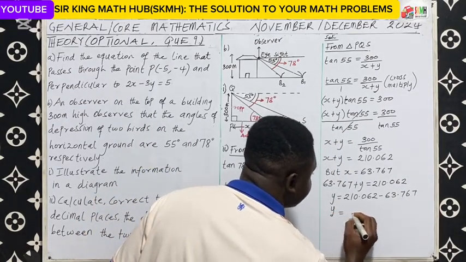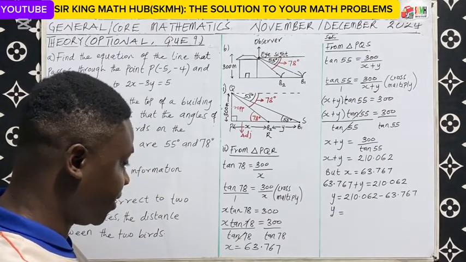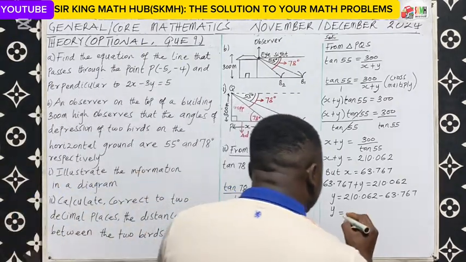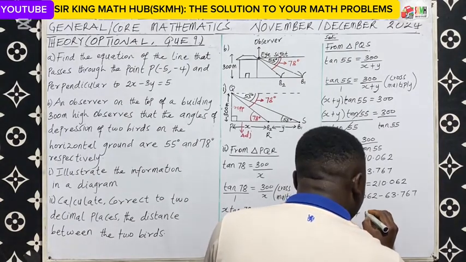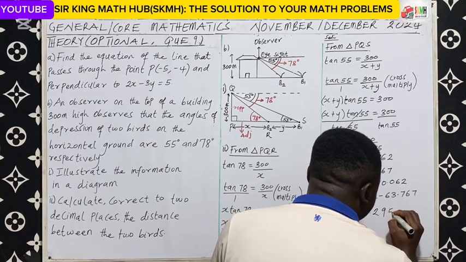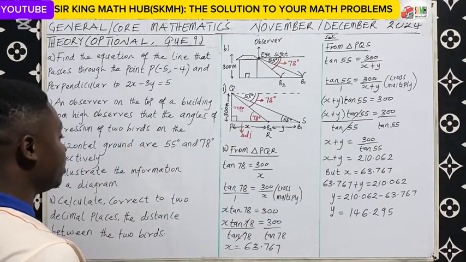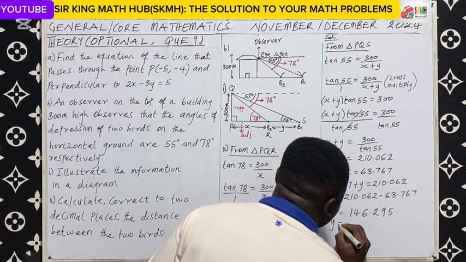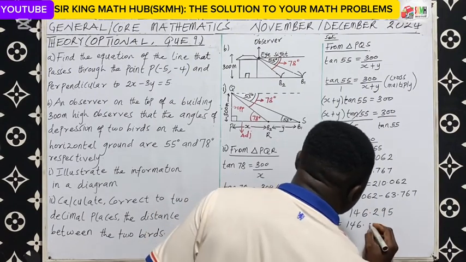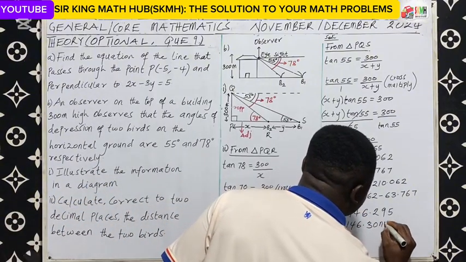So what is y? 210.062 minus 63.767 is 146.295. But don't forget that we have to correct our answer to 2 decimal places. So to 2 decimal places, we have 146 point, so we can round 5 up, 0.30. Don't forget the unit, in meters.